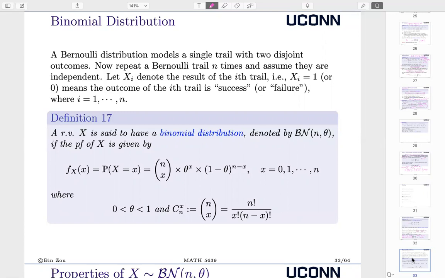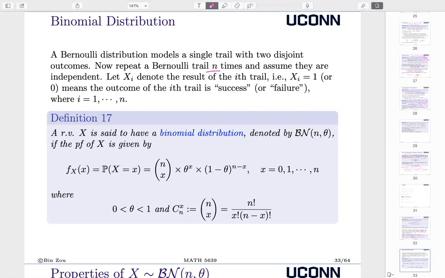In this case, how do we study the number of successes? In the Bernoulli example, it's either 0 or 1. Now we have many choices. So let's say we repeat a Bernoulli trial n times, and we use xi to denote the result of the ith trial. Again, we assign value 1 when we get a success event. When we get a failure event, we put value 0 for xi. So xi is either 0 or 1.